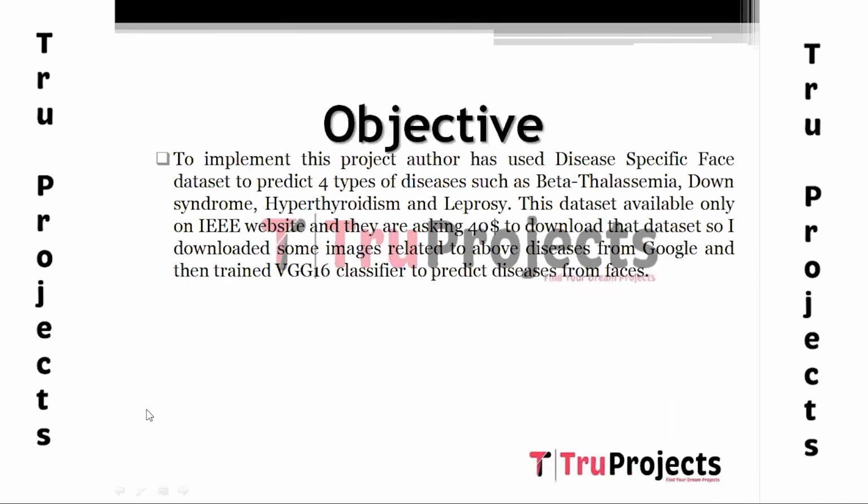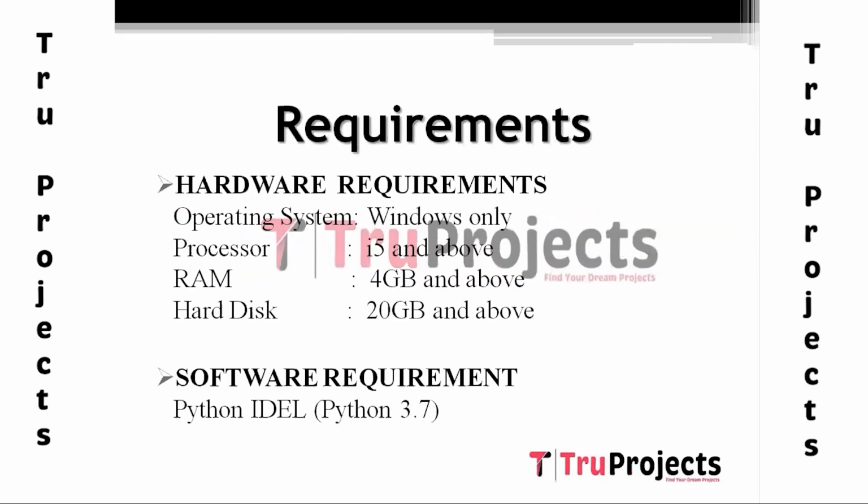The main objective of this problem statement is to use a disease-specific face dataset to predict 4 types of diseases, such as beta thalassemia, Down syndrome, hyperthyroidism and also leprosy, by using the VGG16 classifier to predict the disease from faces.